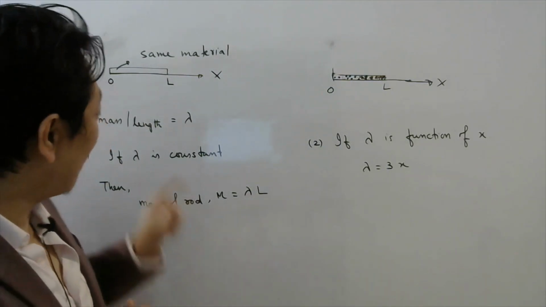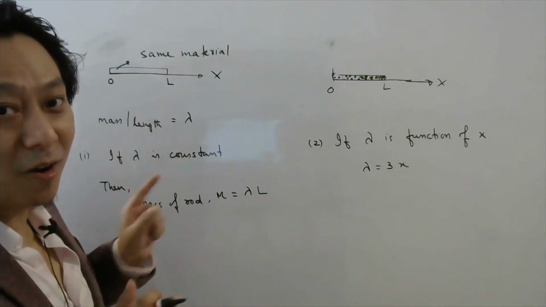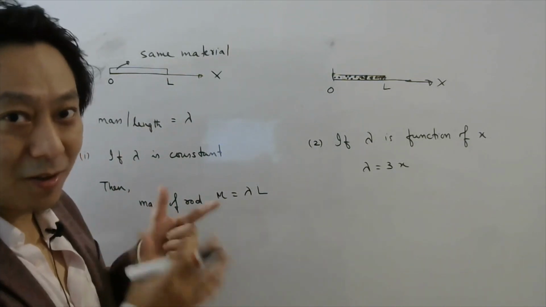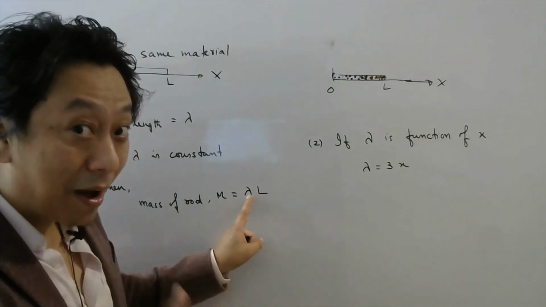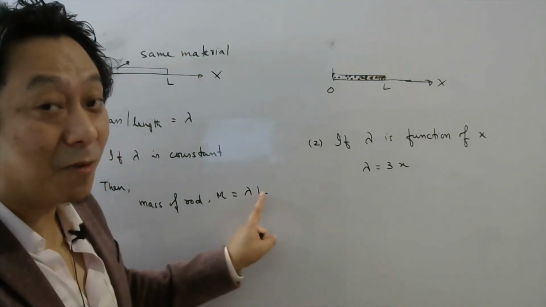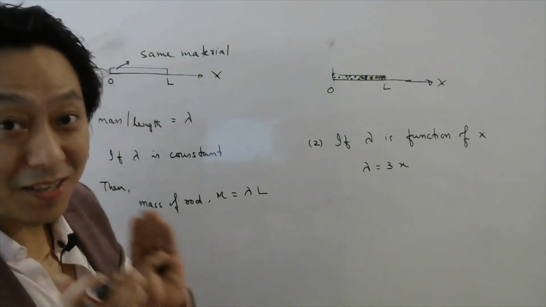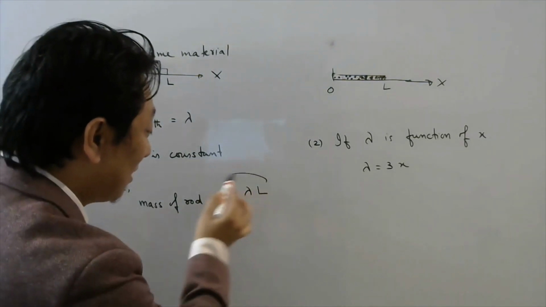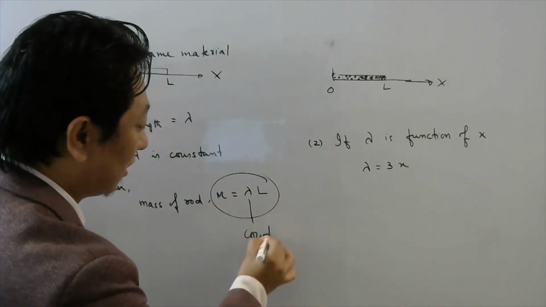Right? So this is like saying, this is like your cost per apple. Then how will you find the cost of 10 apples? You will multiply the cost of 1 apple with 10 apples. So this is mass per unit length. If you multiply with length, you will get mass. But again, just now we discussed, this multiplication is only allowed when lambda is constant.